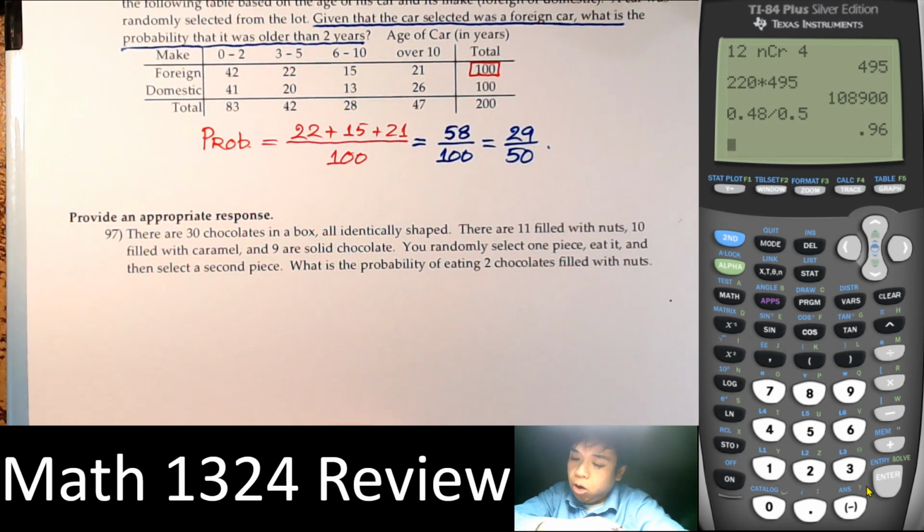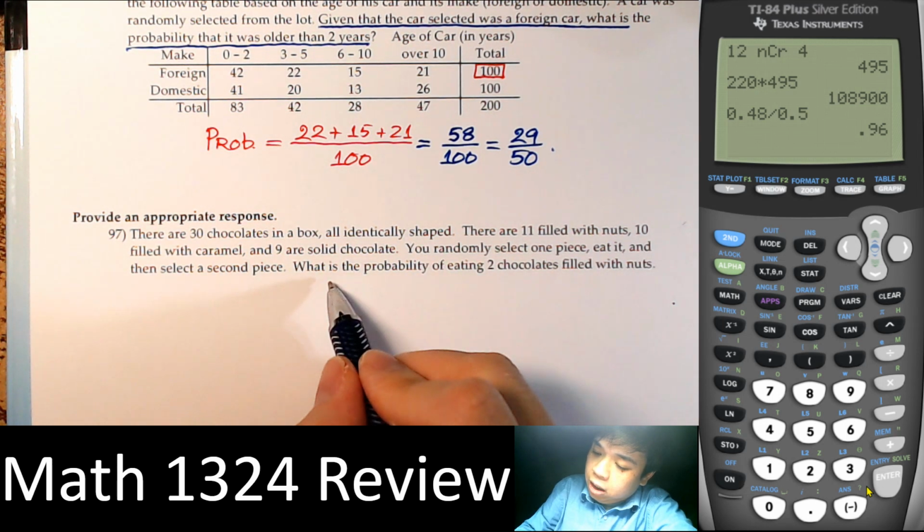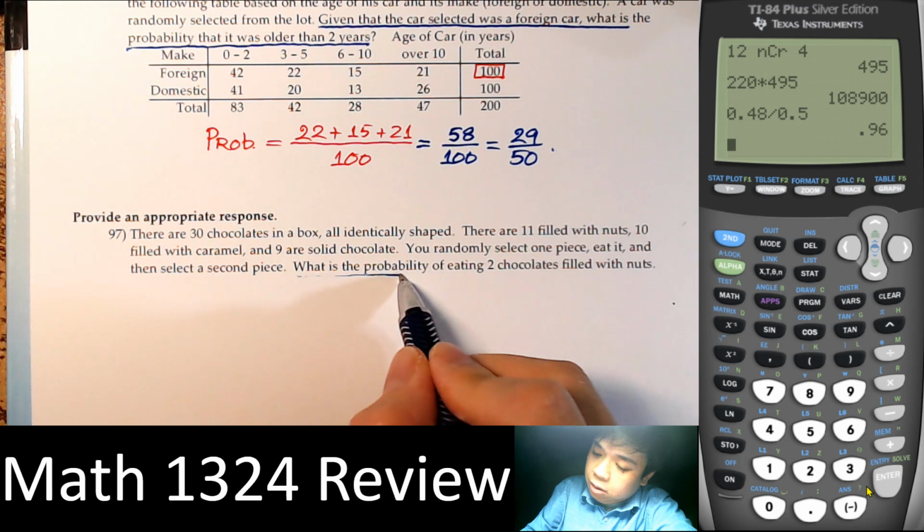There are 30 chocolates in the box. There are 11 filled with nuts, 10 with caramel, 9 with solid chocolate. So select one and eat. What is the probability of eating 2 chocolates filled with nuts?